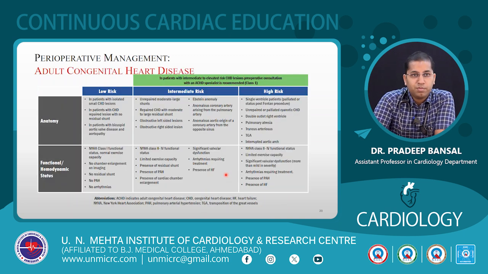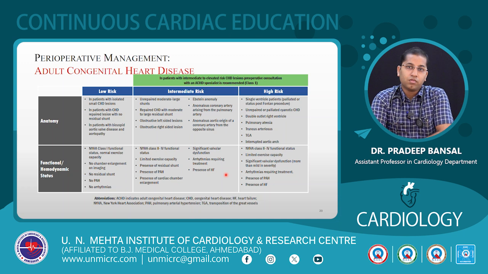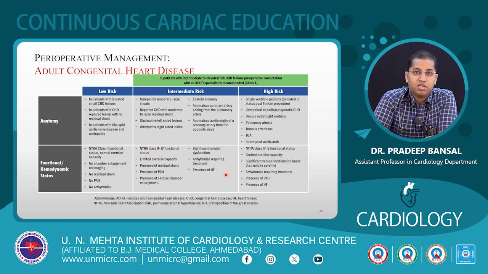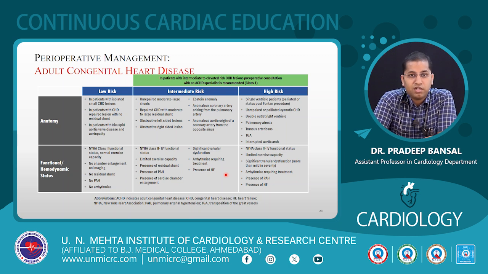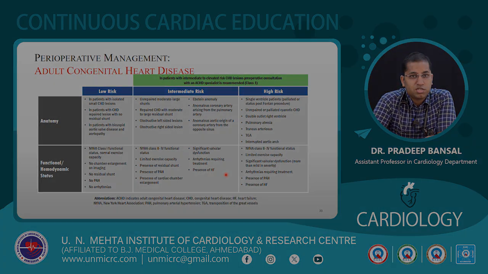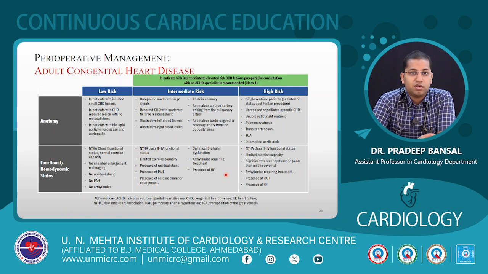Next is the perioperative management of adult congenital heart disease. In patients with intermediate to elevated risk congenital heart disease lesions, preoperative consultation with an adult CHD specialist is recommended. This congenital heart disease is divided into low risk, intermediate risk, and high risk according to anatomy and functional and hemodynamic status. Low risk congenital heart disease includes patients with isolated small congenital heart disease, patients with repaired lesions with no residual shunt, and patients with bicuspid aortic valve disease.